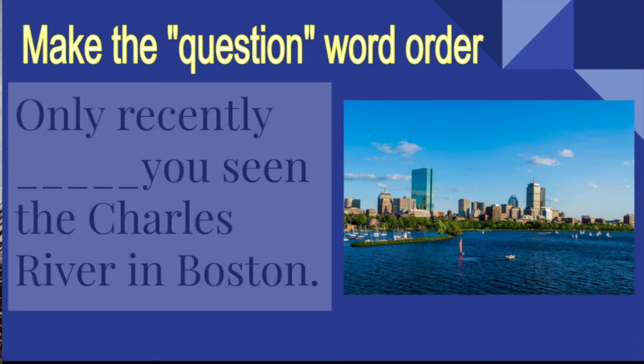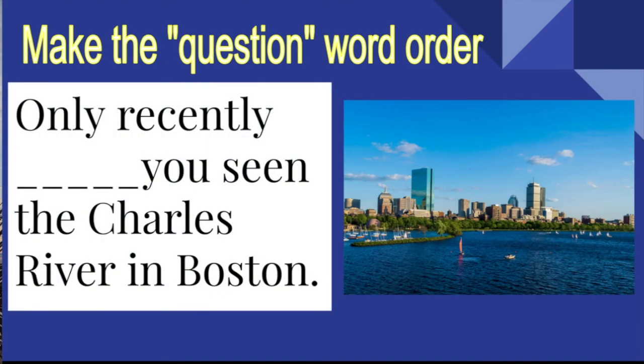Let's look at another one. What would you put in this blank? Notice that we have the past participle "seen." So what do we need when we have the past participle "seen"? What helping verb do we need? We need "have," because we have the pronoun "you," so it goes with "have." Only recently have you seen the Charles River in Boston. This is the present perfect tense. That's why we have the past participle "seen."